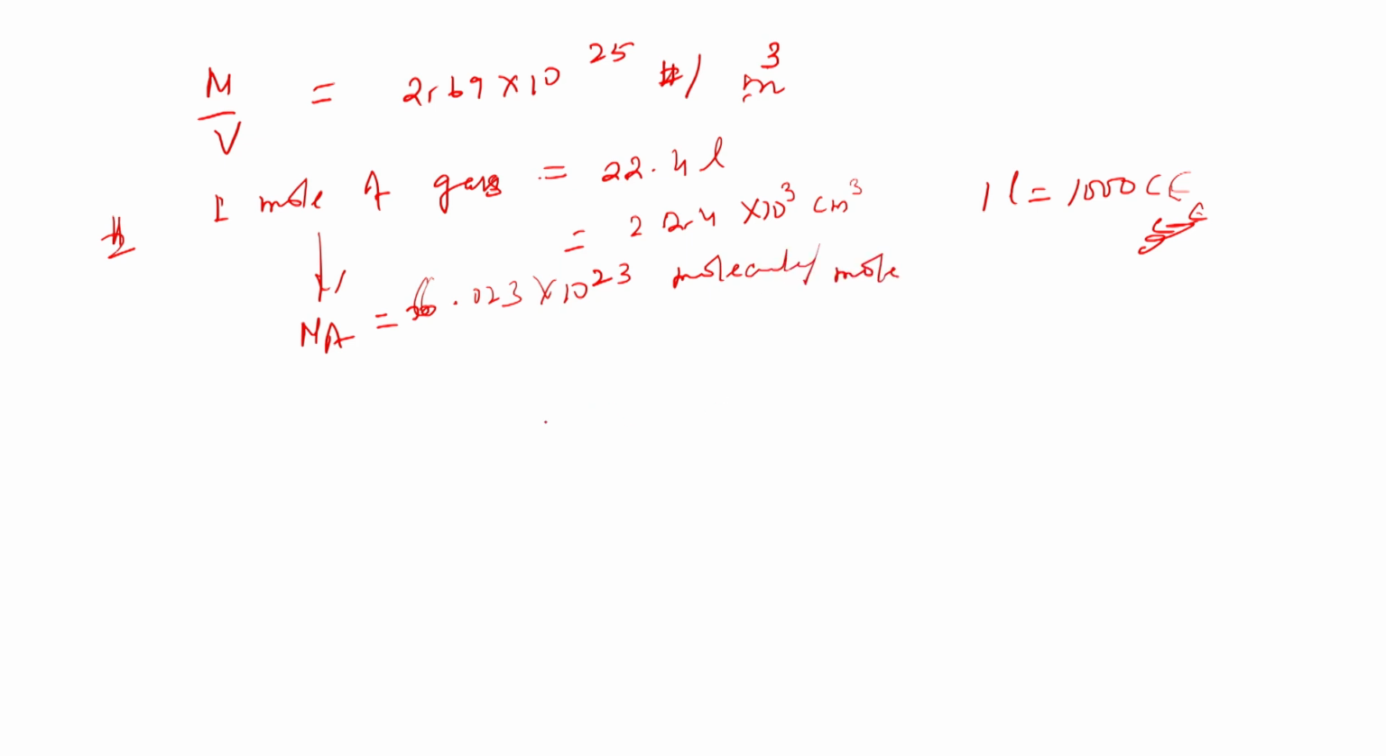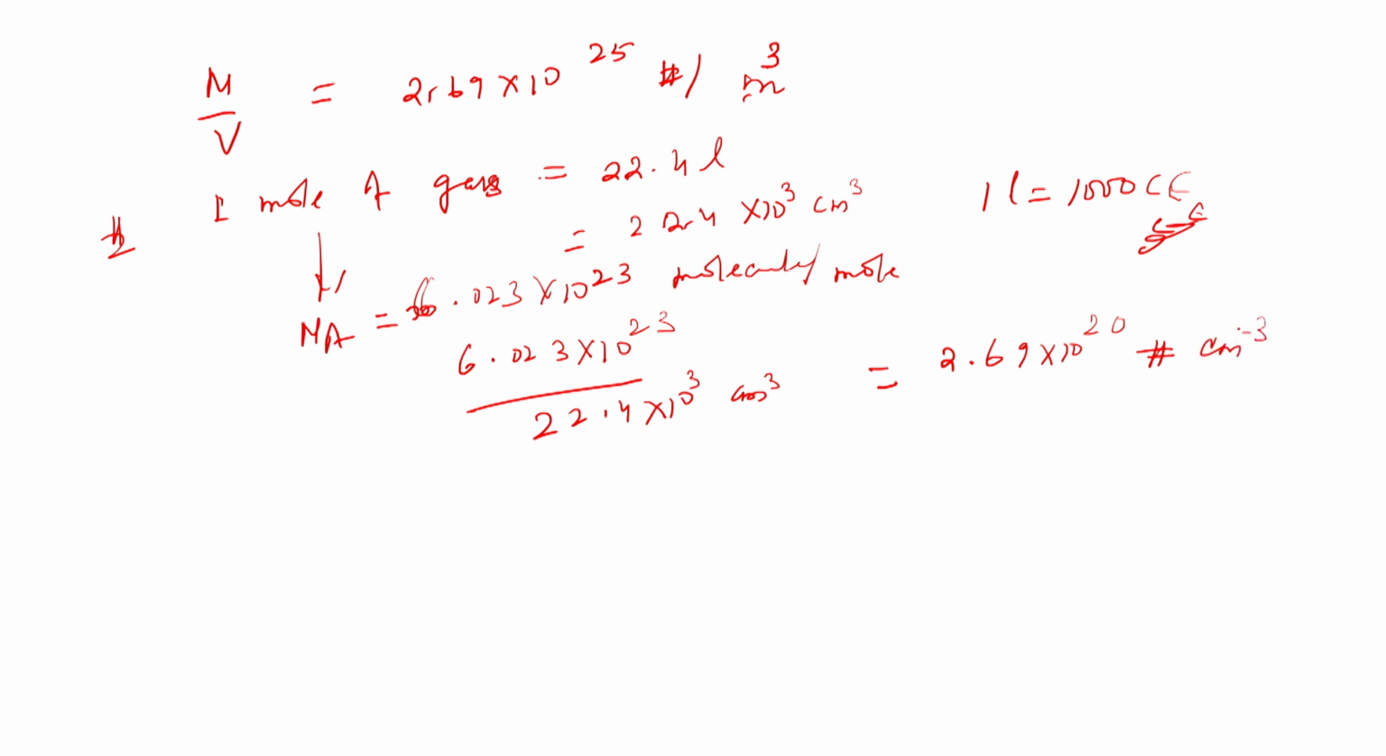Now you can calculate how many molecules will be there. So if you calculate 6.023 into 10 to the power 23 divided by 22.4 into 10 to the power 3, this will be in centimeter cube. If you divide 6 and 22, it will be a little bit like 2.69 into 10 to the power 20 molecules per centimeter cube.